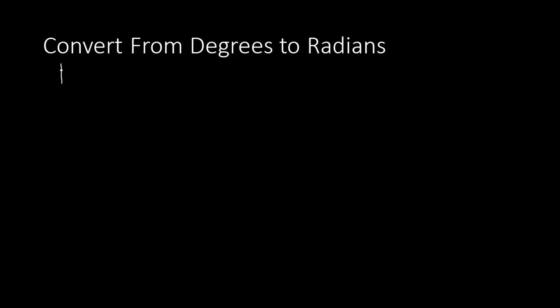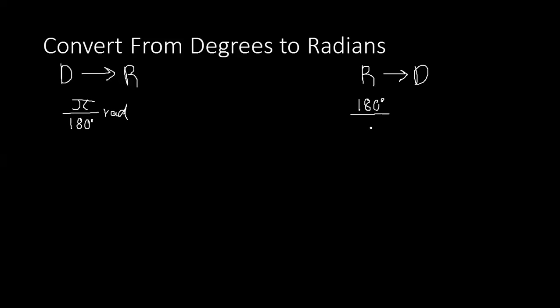If you're going to convert a given degree to a radian, always use this one, pi all over 180 degrees radian. All right? So if you have a given angle that is in degrees and you want to convert it to radians, you're going to use this one, right? Multiply the given angle with this one. Now, if you're going to convert a given radian to degrees, then you're going to use this one, 180 degrees all over pi, all right?